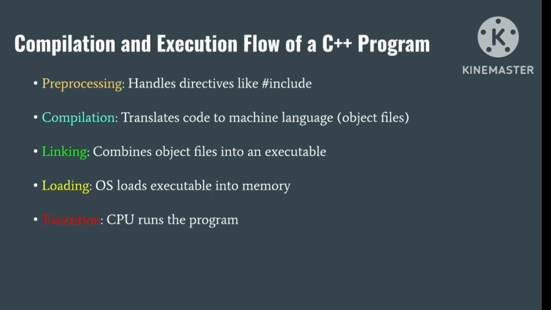In linking, the object files are converted into an executable file, which is .exe for Windows and .out for Mac. Then is loading. The operating system loads the executable file into the main memory. Then is execution. The CPU runs the program.